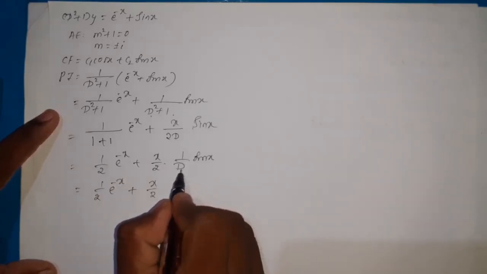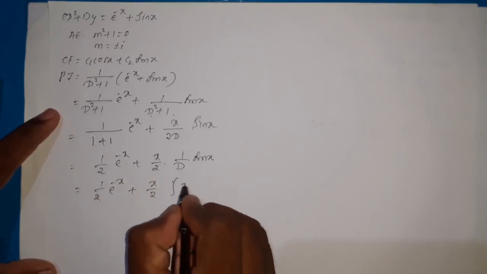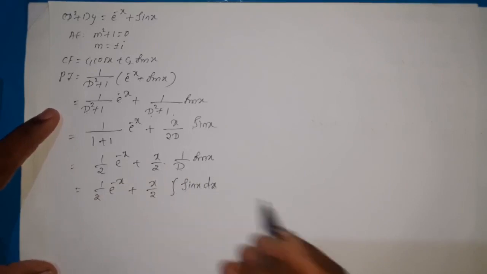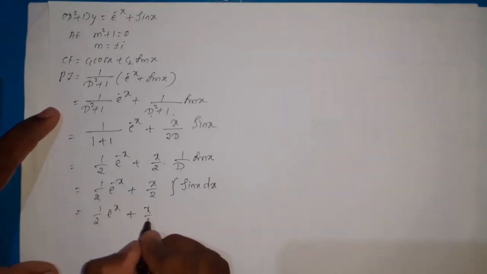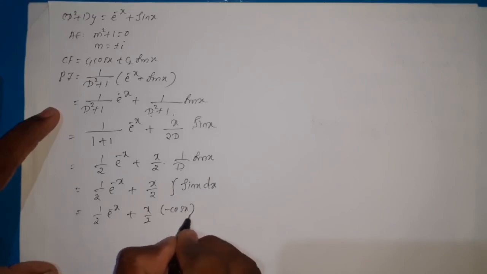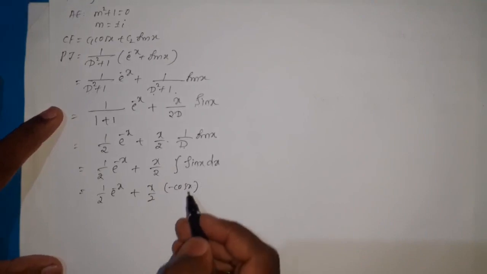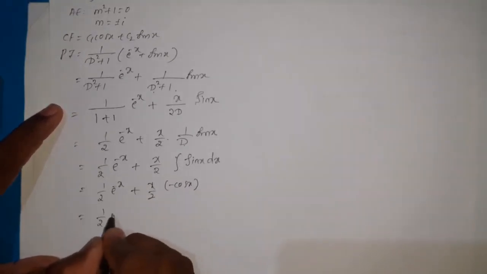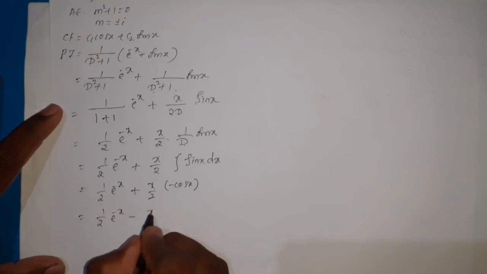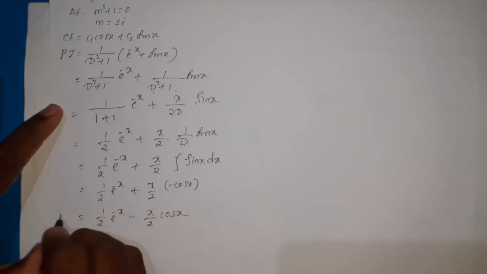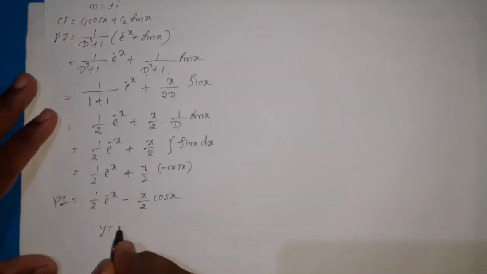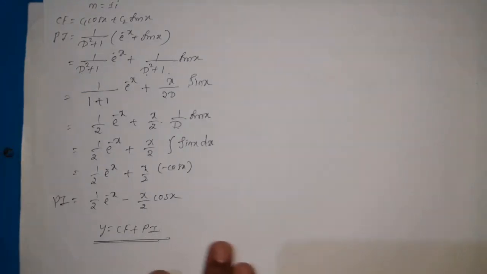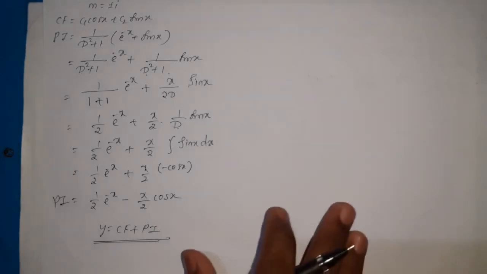So 1 by D is the inverse operator, so that becomes integration of sin x dx. Therefore, 1 by 2 e power minus x plus x by 2 minus cos x, integration of sin x. Then this is 1 by 2 e power minus x minus x by 2 cos x, that is the particular integral, and finally y is equal to CF plus PI, which is the required solution.